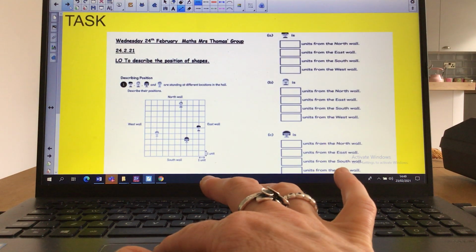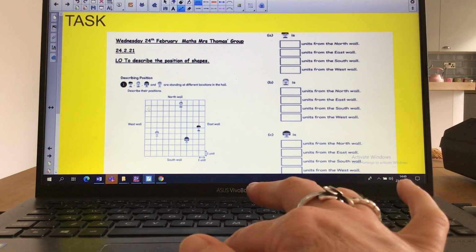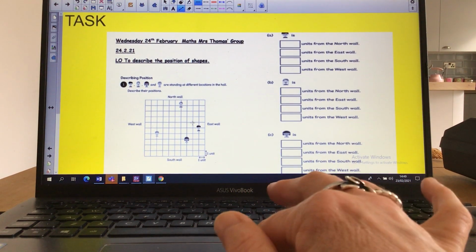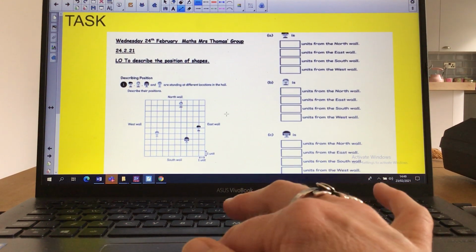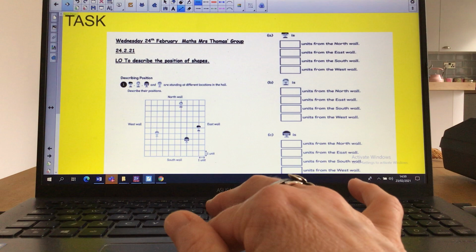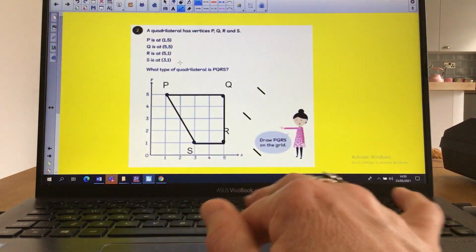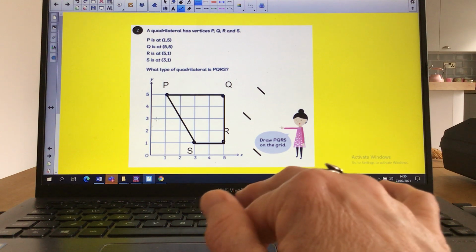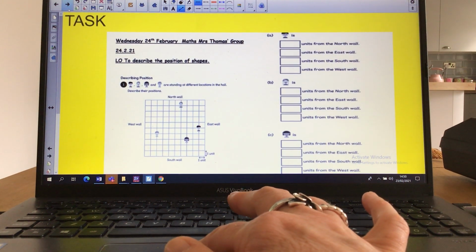Right, what's your task? You've got some people here, and you need to think about how many units they are from the north wall and from the east wall, etc. And then your second task is a bit more like this on the proper XY quadrant.